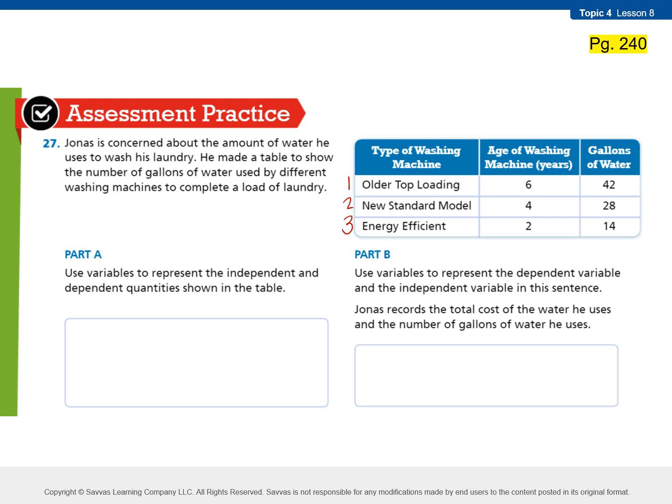So the very first one, older top loading, has been around for 6 years, and it holds 42 gallons of water. The new standard model has been around for 4 years and it holds 28 gallons of water. The energy efficient one has been around for 2 years and it has 14 gallons of water that it can hold. Looking at the table, can you figure out which one is the independent variable and which one is the dependent?